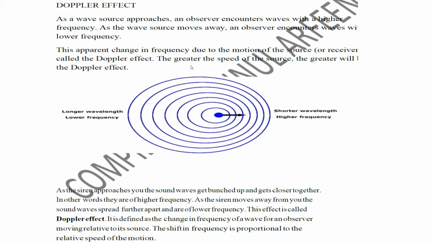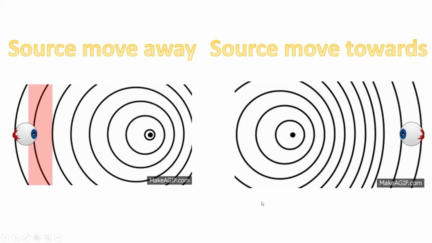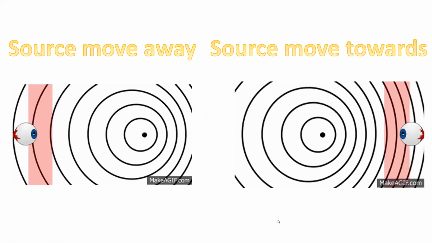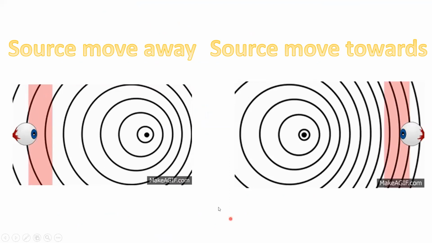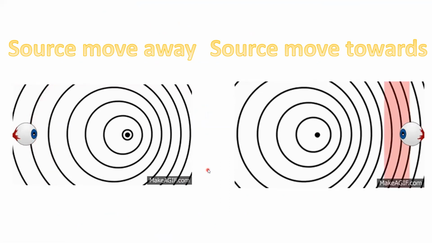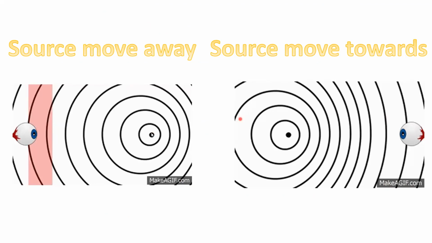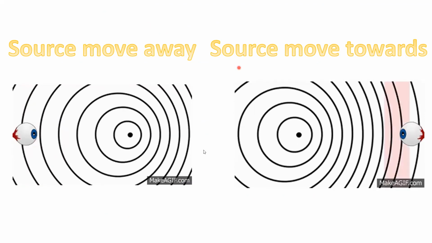The Doppler effect basically refers to a relative change in frequency or wavelength due to the motion of an object. For example, we have a source which is emitting radiation or waves, and that source is either moving towards or away. As you can see in the two pictures, on the left-hand side the source is moving away.